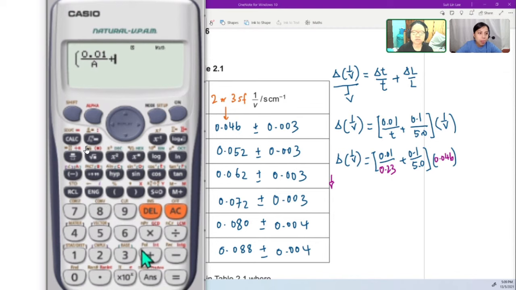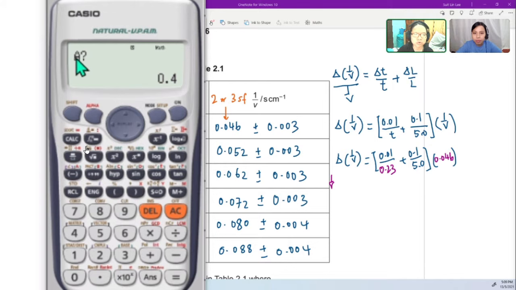Then you plus 0.1 over 5.0, sorry, 0.1 over 5.0 is the same, constant, didn't change. And this 0.046 will change with the table values. So I'm going to call this maybe B. And then you tell your calculator, okay, calculator, I input the equation already. Now I want to calculate. CALC is calculate. So you press calculate.